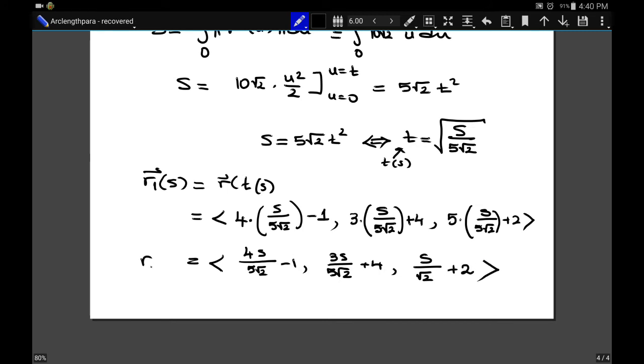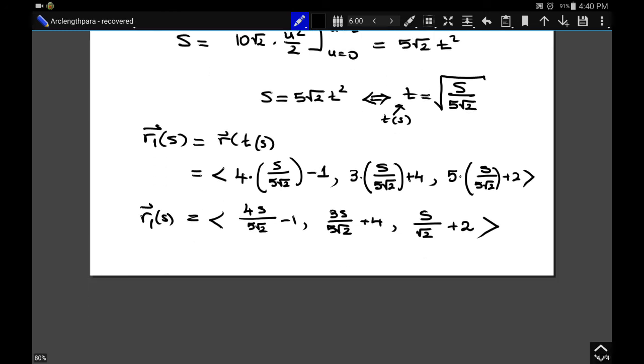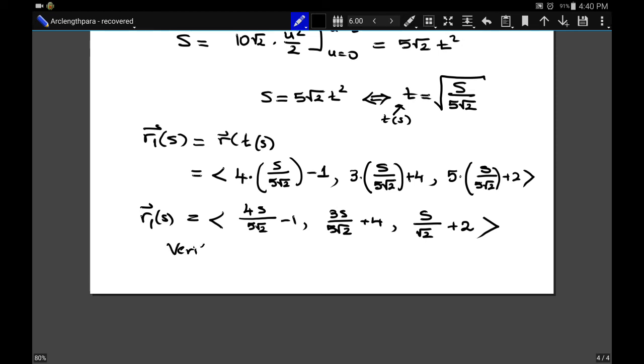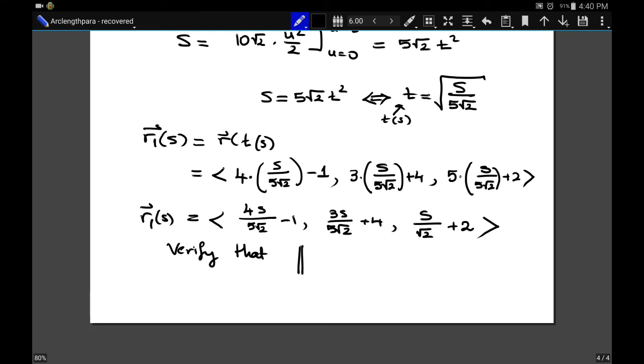So this will be my Arclength parameterization. Indeed, if you just differentiate it and compute the magnitude with respect to s, of course, then it turns out to be 1. So you can verify that the magnitude of d over ds of r1 of s is going to be 1. It is of speed 1.